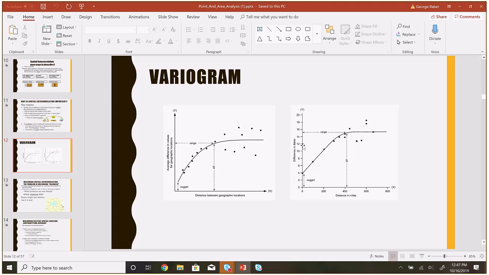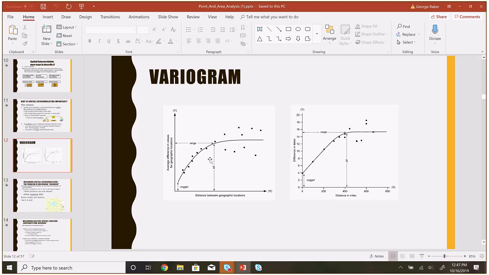So you can actually see different patterns. This line of best fit, you can also specify how you want to model that line of best fit sometimes. But anyway, the range and the sill can be interpreted as, so this is the average distance of value. So the maximum difference in value at that range.